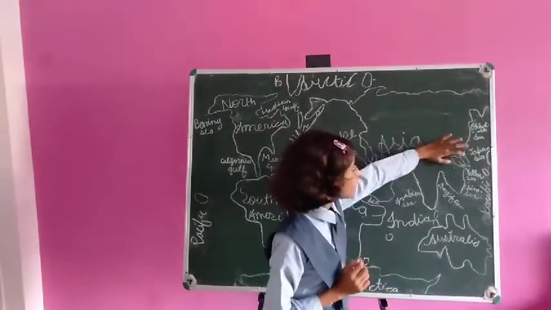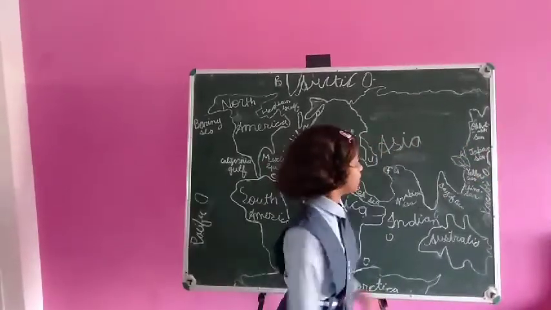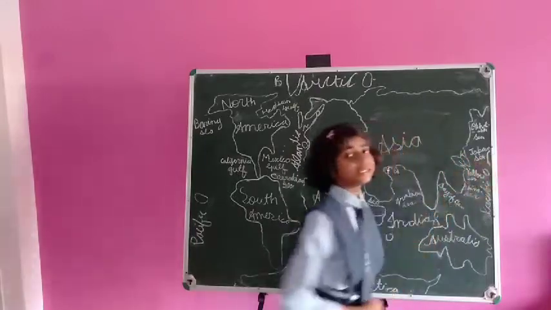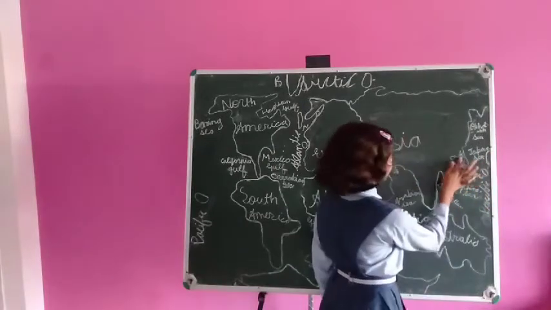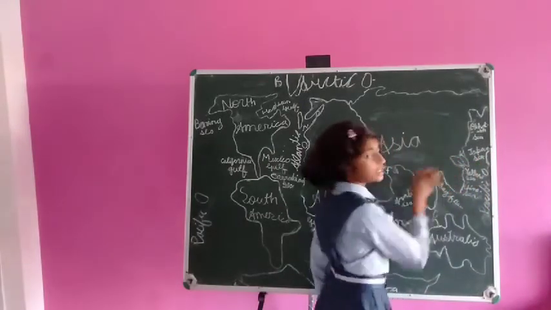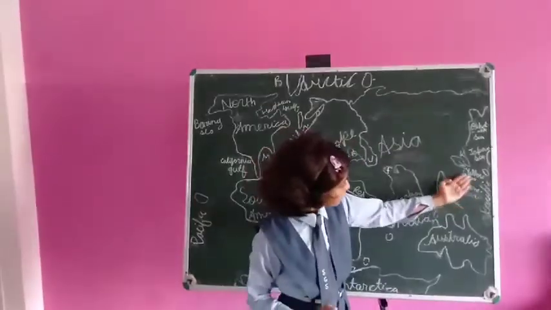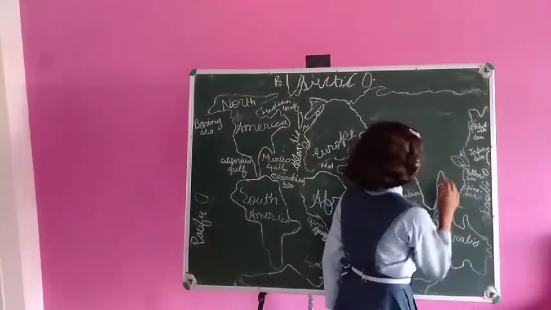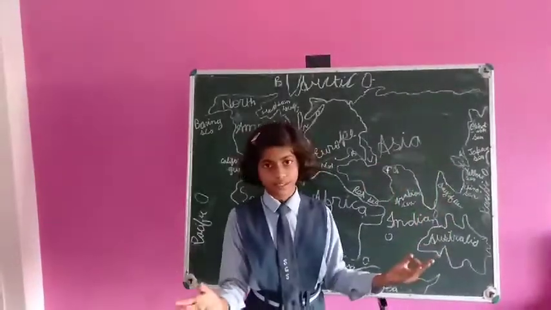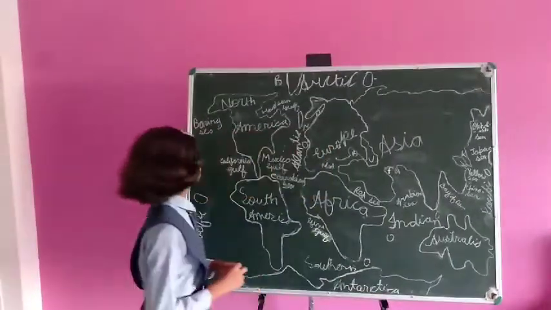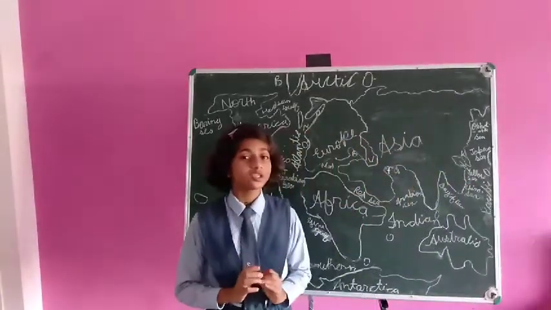And this is Korea and this is Japan. Between Korea and Japan, the Japan Sea is located, as you can see in the map. And here, between the part of Korea and China, the Yellow Sea is present. And near the whole of China, the China Sea is present. So, these are some important parts of the Western Pacific Ocean.